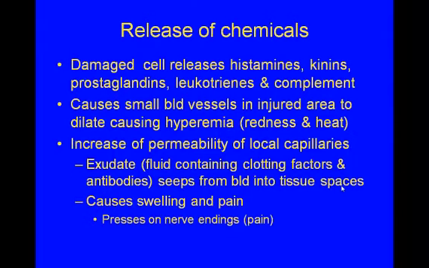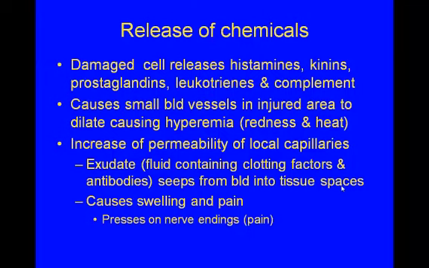All right, so you got the release of chemicals. A damaged cell releases histamines, kinins, prostaglandins, leukotrienes, and complements. This causes the small blood vessels in the injured area to dilate, causing hyperemia or redness and heat. They're opening up so that these massive white blood cells, the neutrophils and monocytes, are able to get to the injured area. So they open up that blood vessel so they have plenty of room.